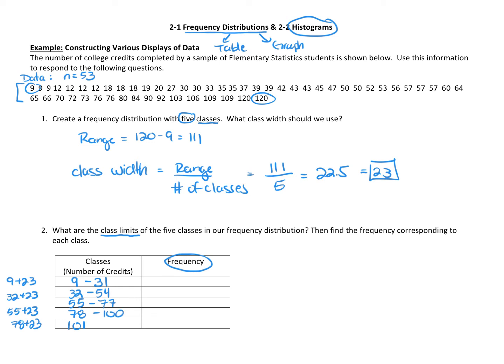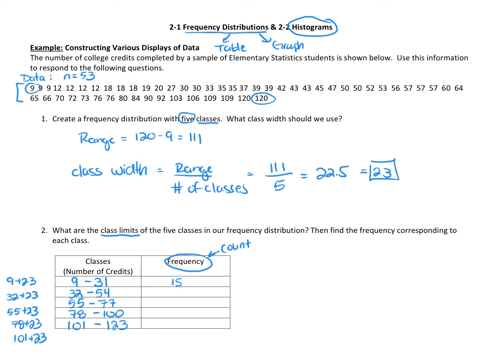And then to figure out the last upper class limit, well, we just take 101 plus 23, and so that gives me 124. And so if that's 124, then that means this is going to end at 123. Okay, so now that I have my classes, or my categories, we can go to our data set and start counting. When you count, that's called the frequency. So how many data observations are between 9 and 31 credit hours? You count and you'll see that there's 15 of them.